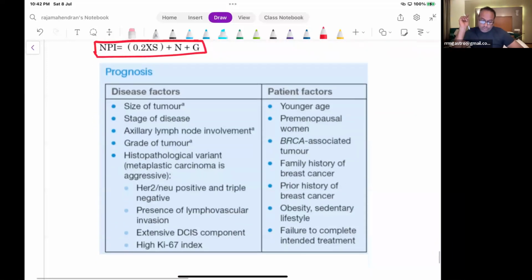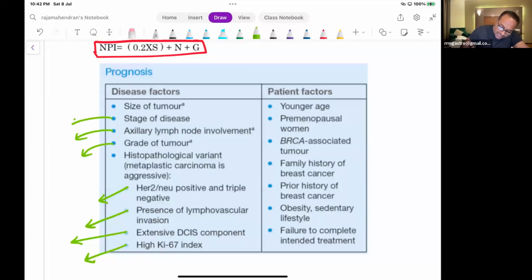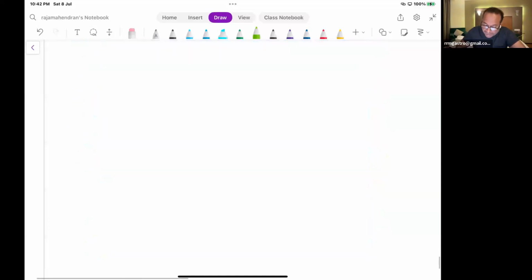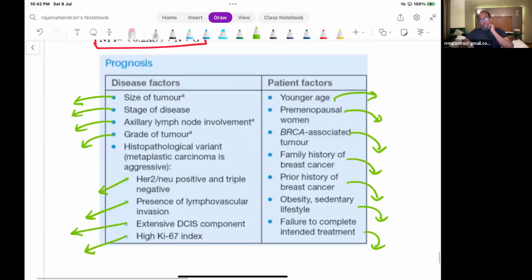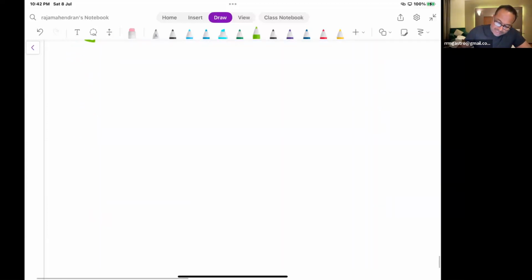Okay. So prognosis of the patient depends on the following table. This table will definitely be asked in your exam. Worst prognosis is seen with HER2 positive, lymphovascular invasion, high Ki67 index, extensive DCIS, high grade tumor, lymph node involvement, high stage, big size, young females, premenopausal woman, BRCA, family history, prior history of breast cancer, obesity, failure to complete the treatment. All these patients will have bad prognosis. So that completes cancer breast.